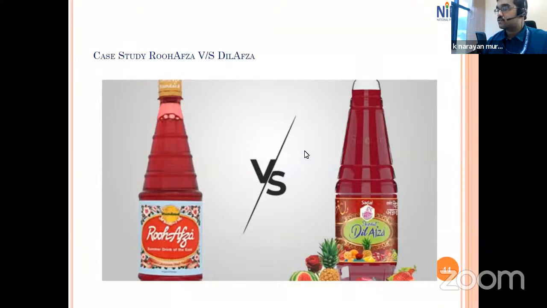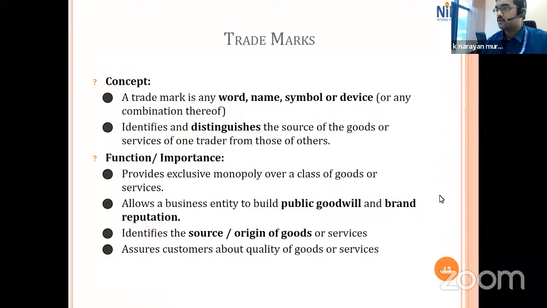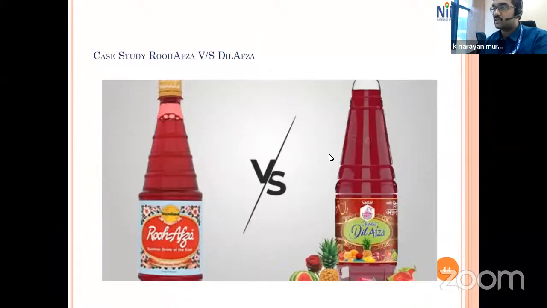Another case study is of Roo Afza and Dil Afza. This Roo Afza you see over here is the original one. Roo Afza filed a court case against this Dil Afza, claiming that they had infringed their trademark. Later they were awarded some compensation in the High Court. Okay, so the story goes on like that.